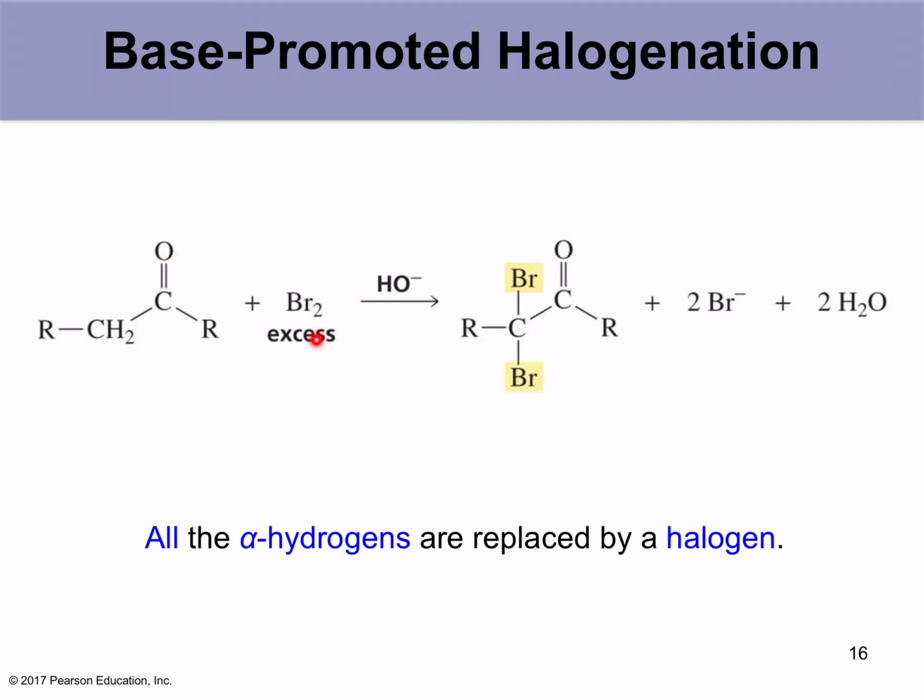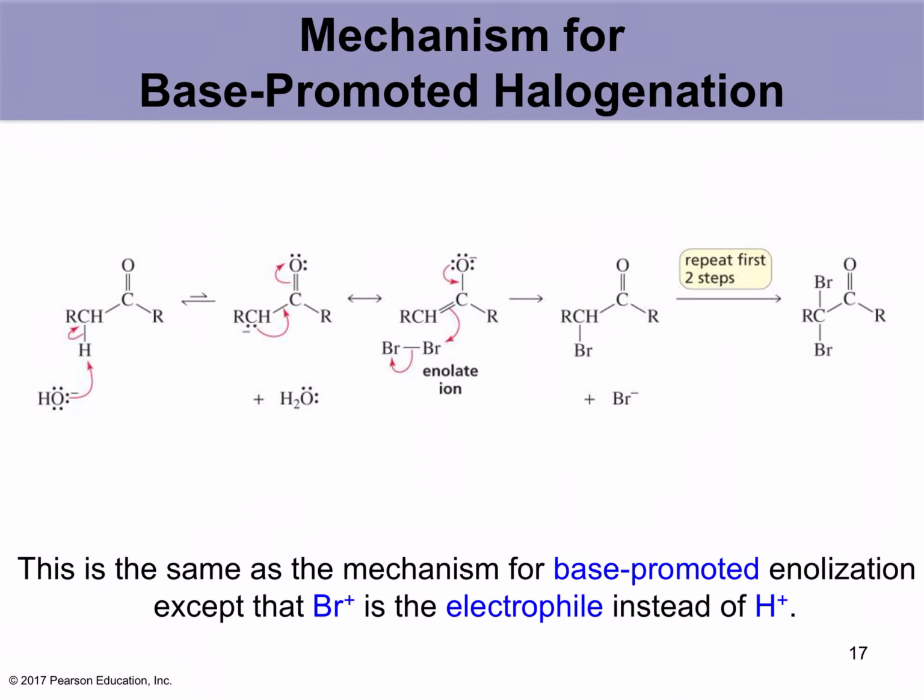In the presence of excess bromine, in fact, when you do the base promoted halogenation, you can add more than 1 halogen onto the alpha carbon, whereas in acid catalyzed halogenation, only 1 halogen was added. Normally, in the presence of a base, all the alpha hydrogens are replaced by halogens. If there was another hydrogen here to begin with, you will see 3 bromine groups attached. Mechanism, how things work, right?